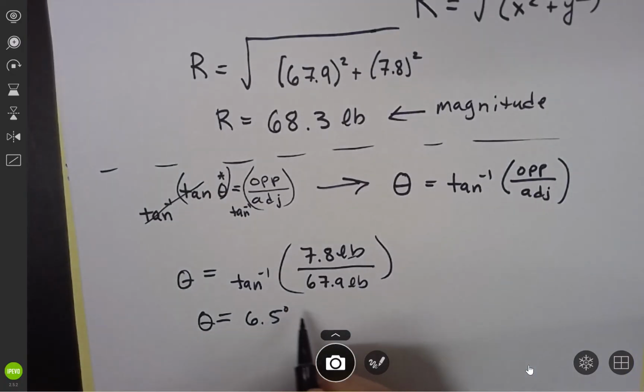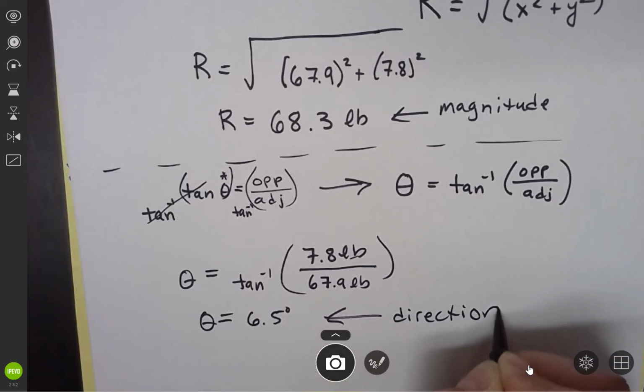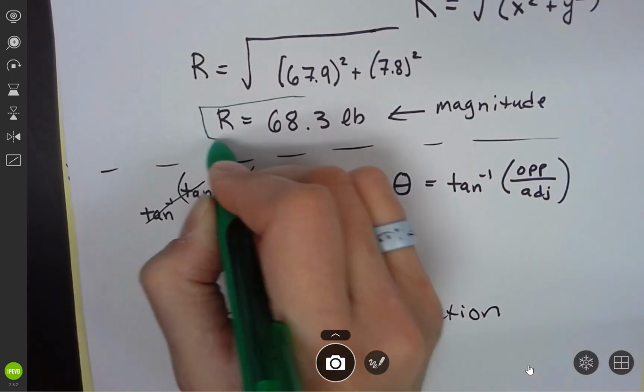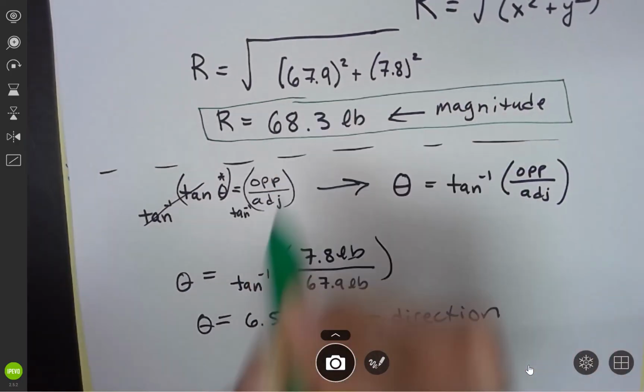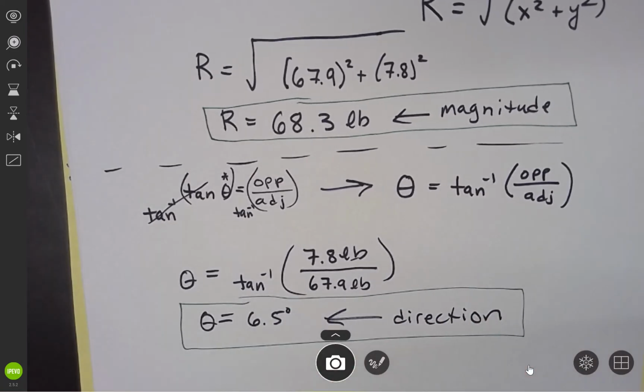So this is the direction of my vector. And so what I have just done is I've added those two vectors, the 50-pound and the 30-pound, and the result is 68.3 pounds pointing 6.5 degrees above the horizon. And that's it. That is how you complete vector addition problems.